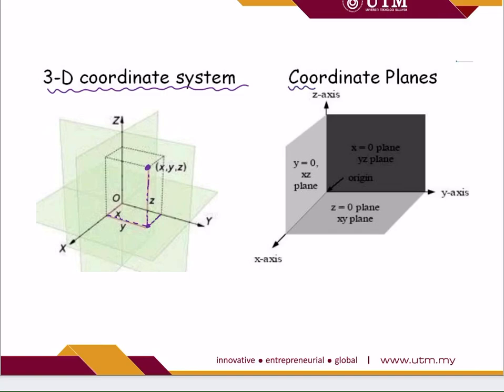Now I want to look at the coordinate planes. So what are coordinate planes? We have 3 planes here. The first one is the floor, which is the z equal to 0 plane. Consider this as our y-axis, this as our x-axis, and this as our z-axis. So we have 3 coordinate planes, which is the z equal to 0 plane, or we call it the x, y plane, because all the points here lie on the y and x axes, and the value of z is 0.